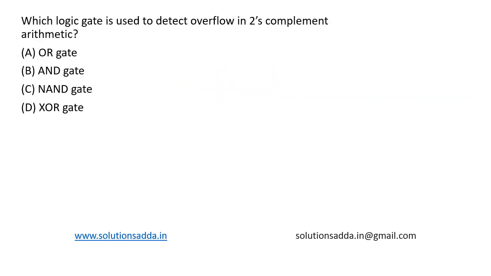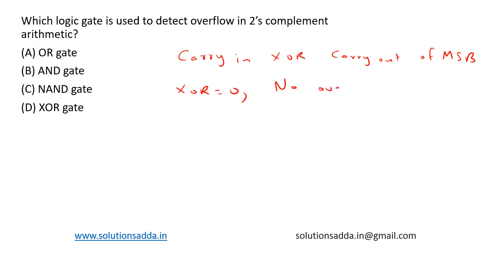This is a question from digital logic. Which logic gate is used to detect overflow in 2's complement arithmetic? We have OR gate, AND gate, NAND gate, and XOR gate. In 2's complement numbers, we can check whether there is an overflow or not by taking the XOR of carry in and carry out of the MSB. And if the XOR is equal to 0, there is no overflow.